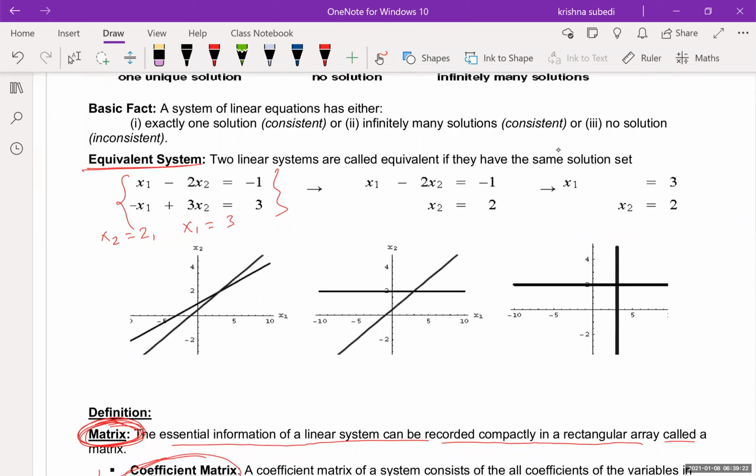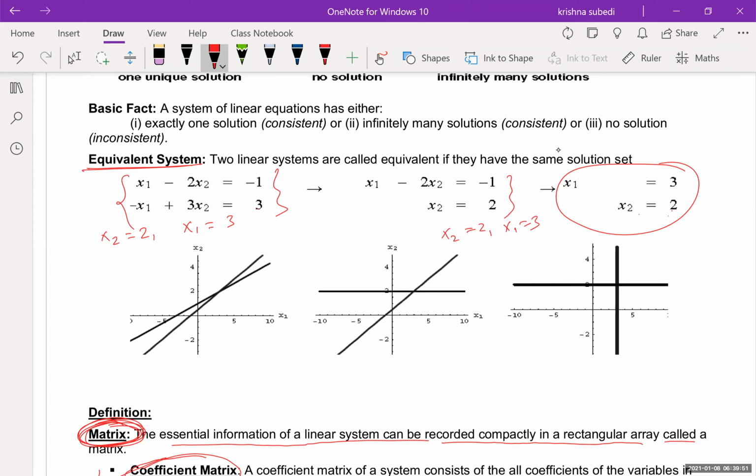If you solve this equation, then what do you get? You get the same thing. x2 is 2 and x1 is 3. And here, in this equation, x1 is 3 and x2 is 2. So these three equations have the same solution. Therefore, this system is called equivalent. Any system of equations that has the same solution is called an equivalent system.